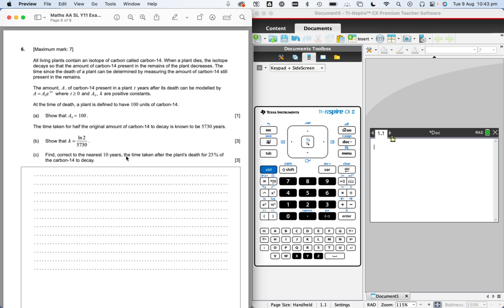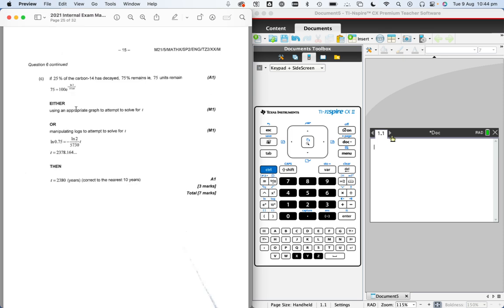Find, correct to the nearest 10 years, the time taken after the plant's death for 25% of the carbon-14 to decay. So the tricky thing here is to recognise that if 25% of the carbon-14 has decayed, then that leaves you with 75%. Okay, so you're left with 75 units given that A sub 0 is equal to 100. So we go here and you can see that's what I basically said.